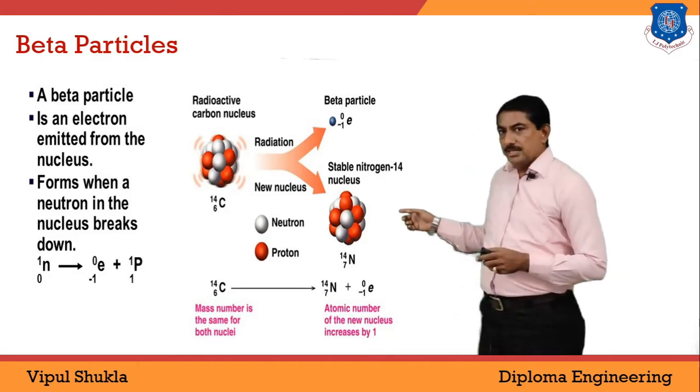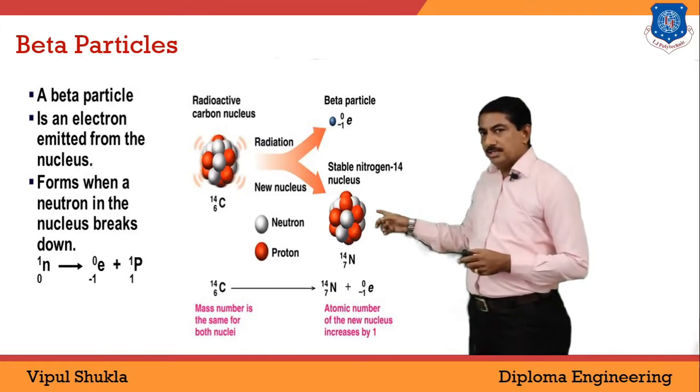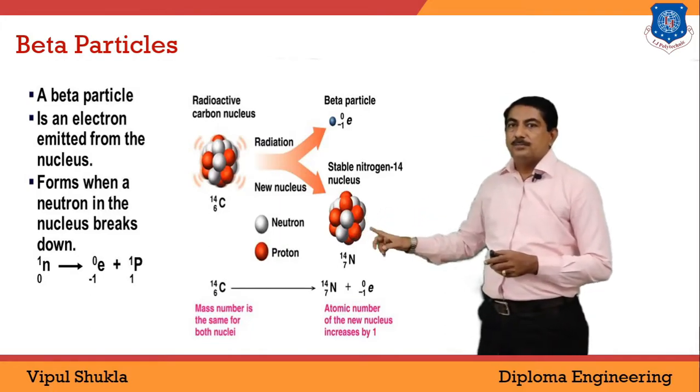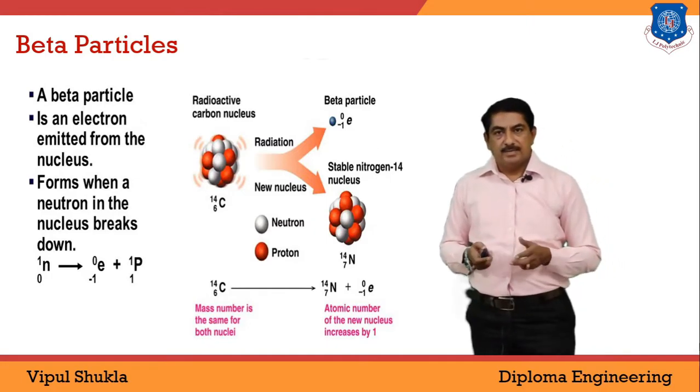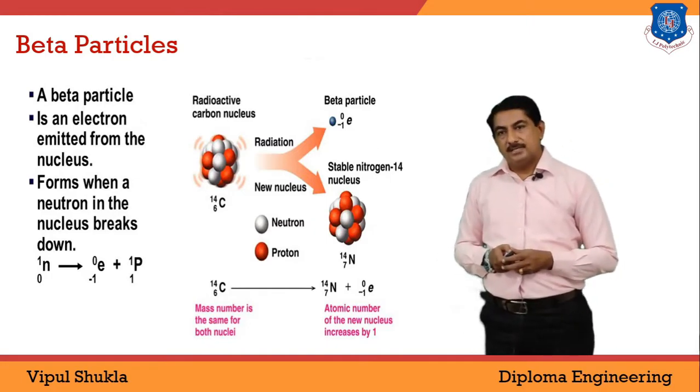Look here in this reaction also, a neutron is converted into a proton. As a result, it will emit an electron, or we can say it is an emission of beta particles.